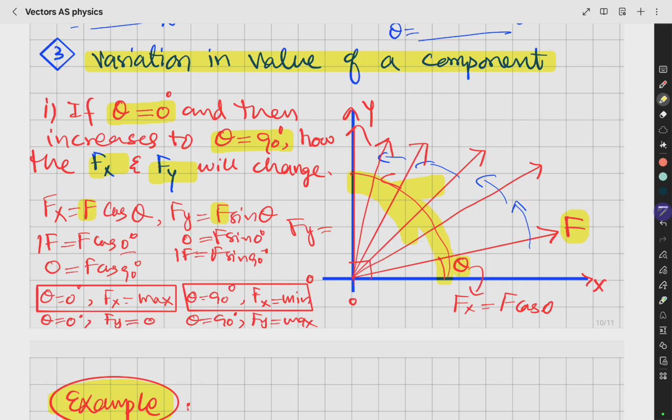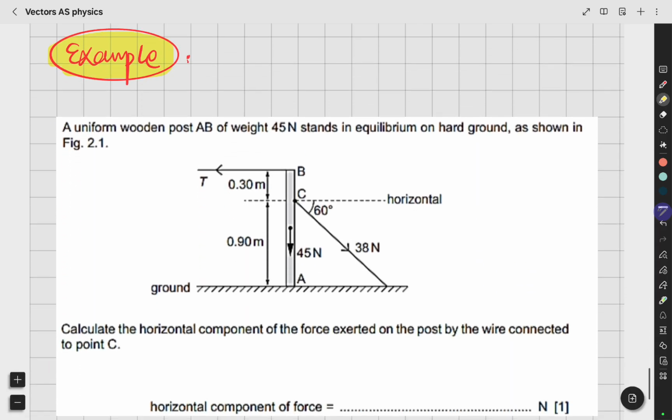Take a moment to recall this concept again. Okay, let's do the final example. There is a rod which is held by a rope, and the force in the rope is 38 Newton. This is tension, and it is at 60 degrees with the horizontal. They are saying to find the horizontal component of the force exerted by the wire connected at point C. So you have to find the horizontal component.